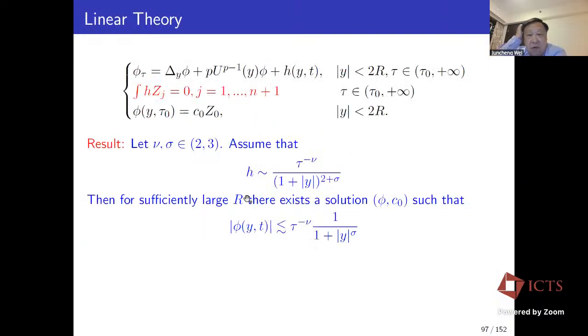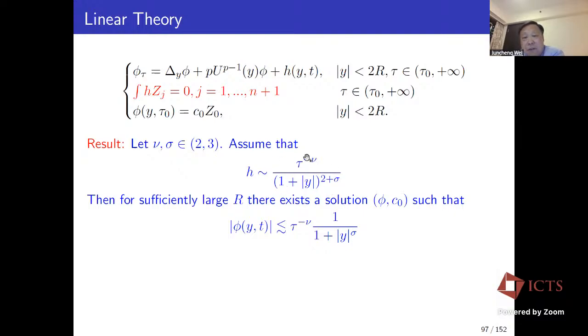Okay, so now this is our problem. We choose a good initial condition, which is in this C0. And we assume the H is orthogonal to the n plus 1 kernels, including the translation and the scaling. And our main result is as you're expected.